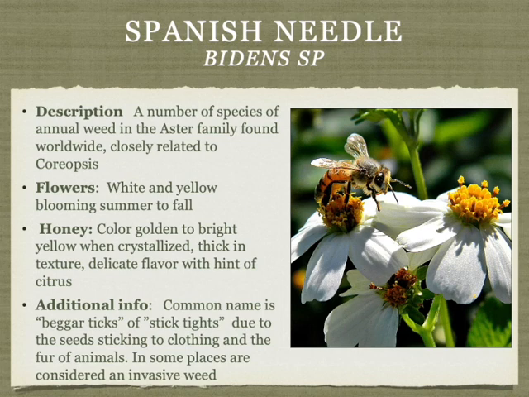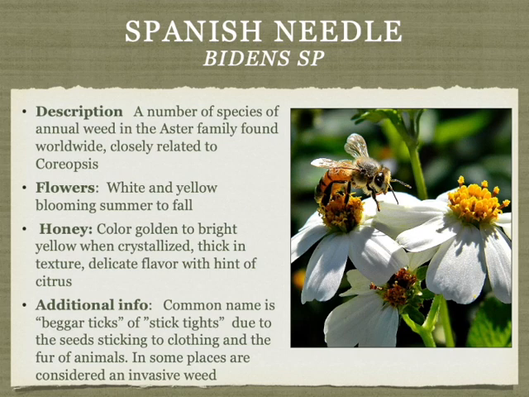Spanish needle. A few years back, I had the privilege of collaborating with a commercial mead maker to make a mead, and they had this brilliant golden, bright yellow honey. It was bright like butter, and it was thick, with a delicate flavor, maybe a hint of citrus. At first we didn't know what it was, but it turned out it was Spanish needle.